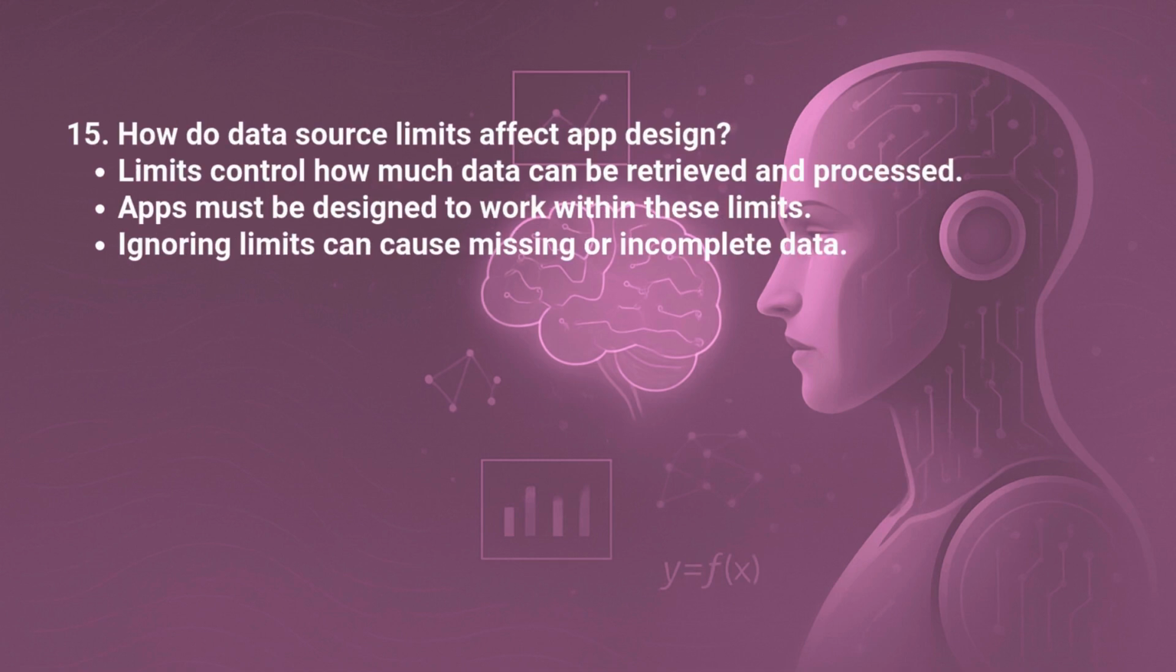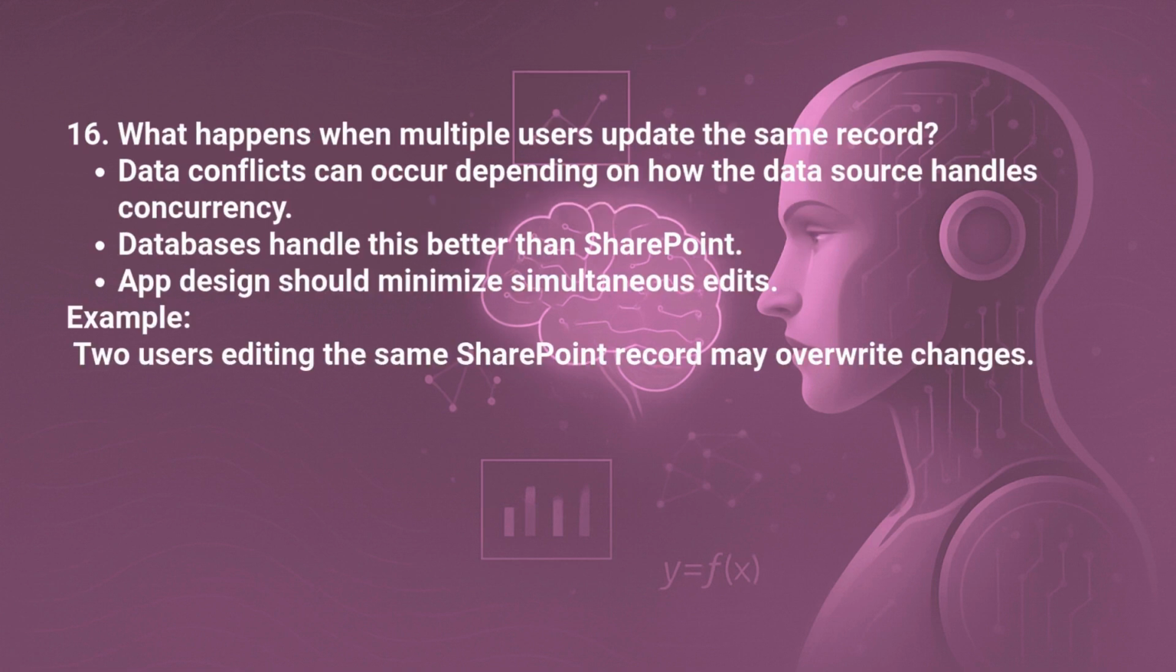15. How do data source limits affect app design? Limits control how much data can be retrieved and processed. Apps must be designed to work within these limits. Ignoring limits can cause missing or incomplete data. 16. What happens when multiple users update the same record? Data conflicts can occur depending on how the data source handles concurrency. Databases handle this better than SharePoint. App design should minimize simultaneous edits. Example: 2 users editing the same SharePoint record may overwrite changes.